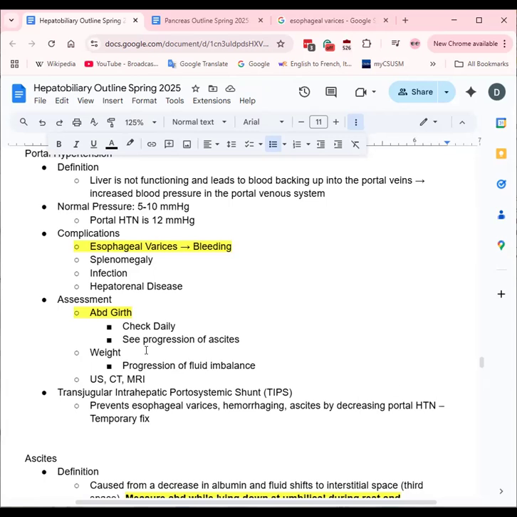Okay, what else can I mention about this? Another thing to do is watch for bleeding. If someone is at risk of bleeding out, did you guys go over the different types of signs for bleeding?